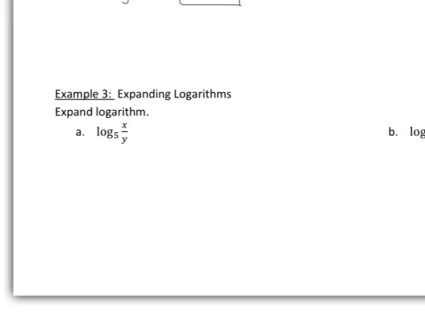In example 3, we're doing the opposite. We're starting with a single logarithm, and we're going to expand it as much as we can. So these are already being divided. So what can we do?